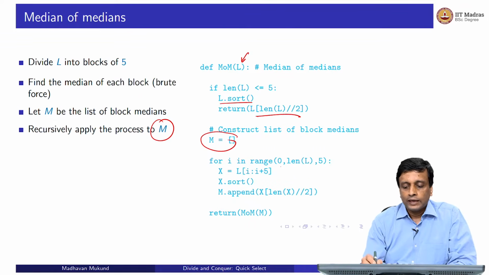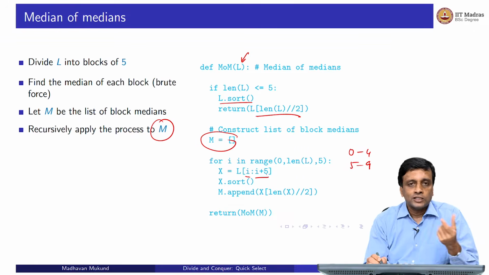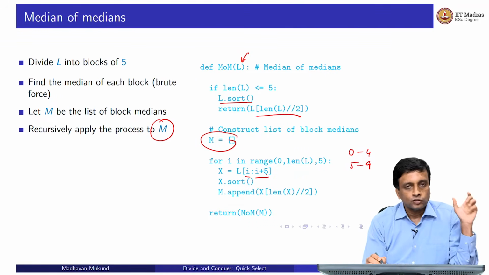Now what I will do is look at indices 0 to 4, then 5 to 9 and so on. So I will say let i be 0, then let i be 5, then let i be 10. So I will take the range 0 to length of L in steps of 5. And now I will take the slice from i to i plus 5. So this is 5 elements, i, i plus 1, i plus 2, i plus 3, i plus 4. I take those 5 elements and store them into a new list.